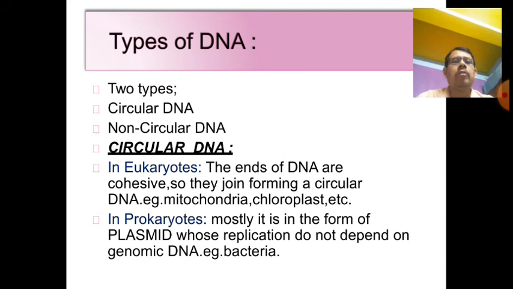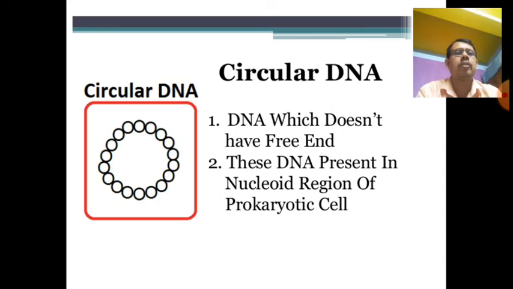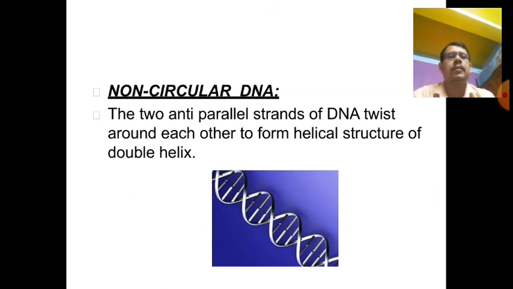Types of DNA: 2 types, circular and non-circular. Circular DNA: in case of eukaryotes, the ends of DNA are cohesive, so it is joined into circular DNA, the mitochondrial DNA, chloroplast, and in prokaryotes mostly in the form of plasmid, whose replication does not depend upon the genetic information of bacteria. This is called circular DNA in case of prokaryotes, the DNA which does not have free ends, but in case of eukaryotes it is linear, and this DNA is present in the nucleoid region of the prokaryotic cell. Non-circular: there are two anti-parallel strands of DNA twisted around each other to form a helical structure, the double helix.